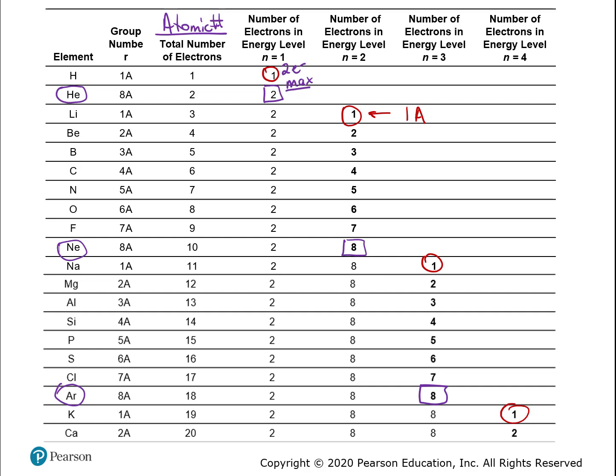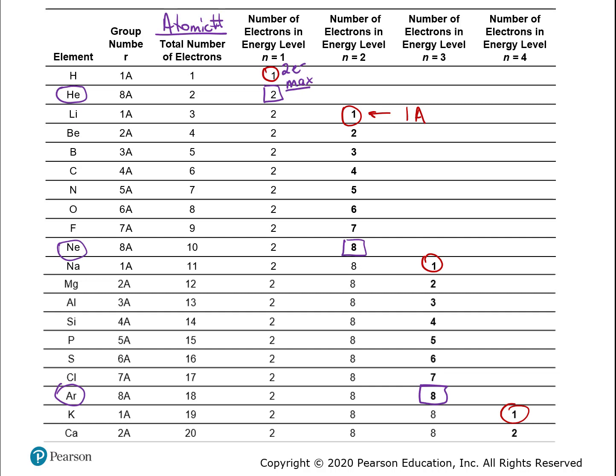See the little Roman numeral, it's an IA. Roman numeral I means 1. On your periodic table, they don't even use the Roman numerals anymore. But see the number 1? That tells you how many electrons are in their outer energy level. You don't have to memorize it, okay?